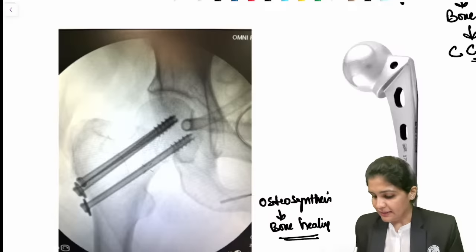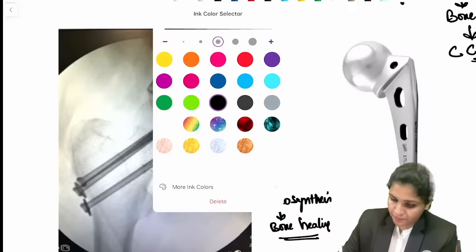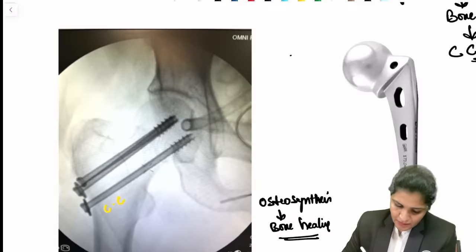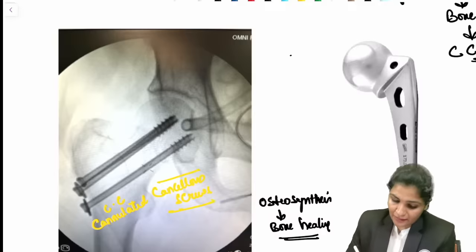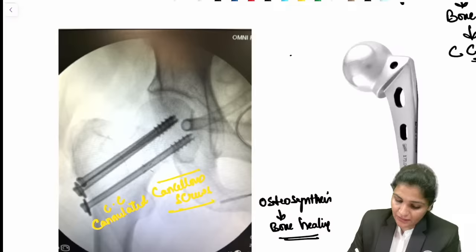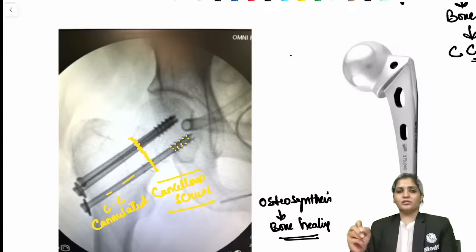Observe the CC, which means cannulated cancellous screws. So what are cancellous screws and cortical screws? There are two important types. But here in the cancellous screws, if you see, the threaded portion is at the distal part of the screw. This is the proximal part, which is like a tube, and this is the distal part, and here is the fracture. So you have to be careful that this threaded part should cross the fracture.